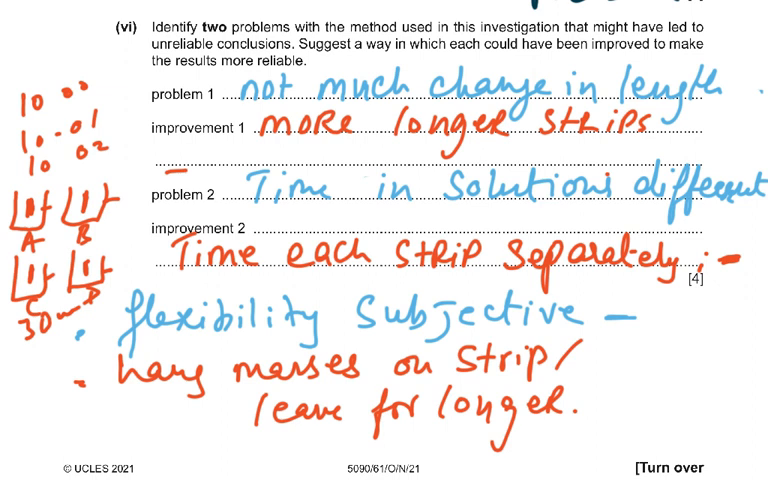So then it says hang masses on the strip. Now you realize that if you have masses on the strip, then it will bend, and then you can see the curvature of the bend. Or you can say leave for a longer time.